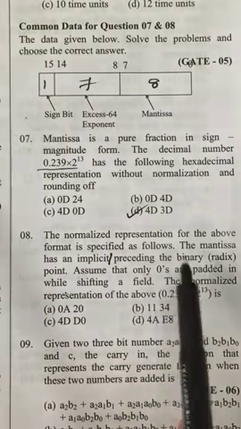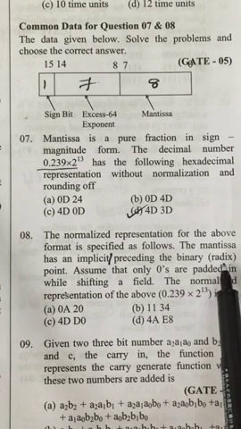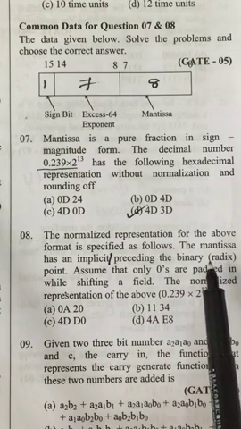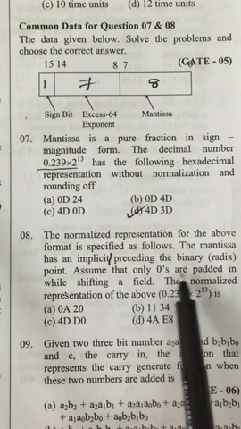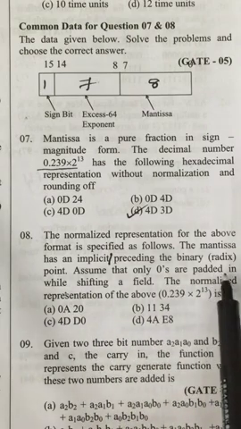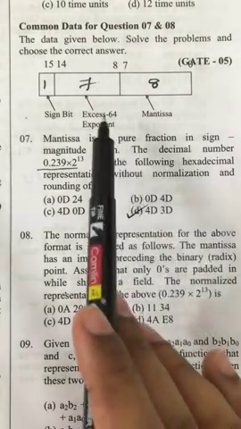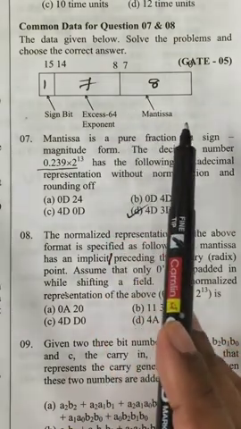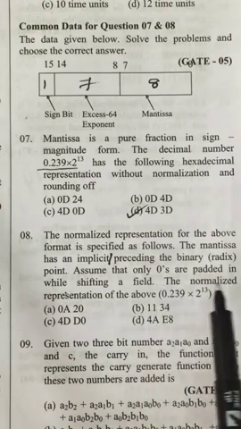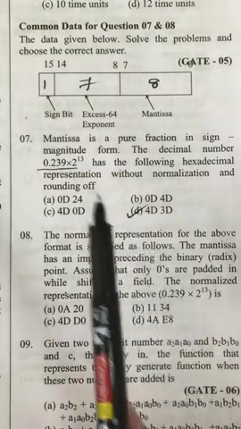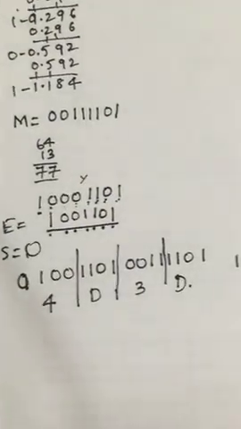The mantissa has an implicit 1 preceding the binary radix, which means they are saying that implicit normalization is used. Implicit normalization means whatever mantissa is there, we have to put 1 dot. Assume that only zeros are padded in while shifting a field, which means that if you are going to change it to normalization and shift the fields, only zeros are padded. We are just going to add zeros and nothing else. Then the normalized representation of the above number is, they are saying, this implicit normalization.